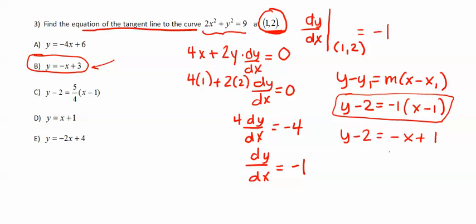Now again, on this particular problem, we don't really need to keep going because the only answer that had -1 as a slope was B. So that's a little test-taking tip. But in general, this is how you come to that conclusion.